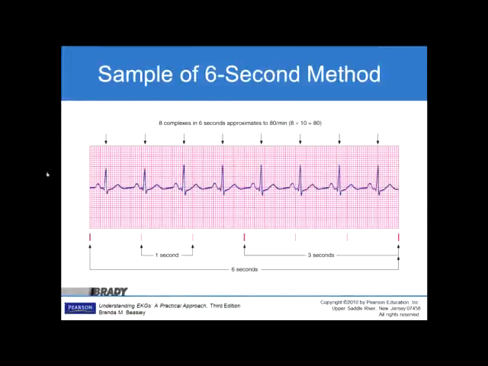Example of this: 1, 2, 3, 4, 5, 6, 7, 8. And we do have a P wave associated before every QRS. 1, 2, 3, 4, 5, 6, 7, 8. So the P wave rate, or the atrial rate, and the QRS rate, the ventricular rate, are the same in this, which is 80 beats per minute.